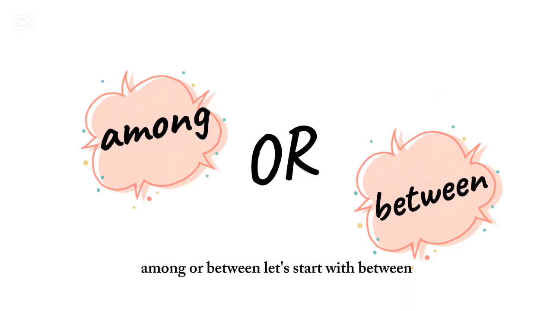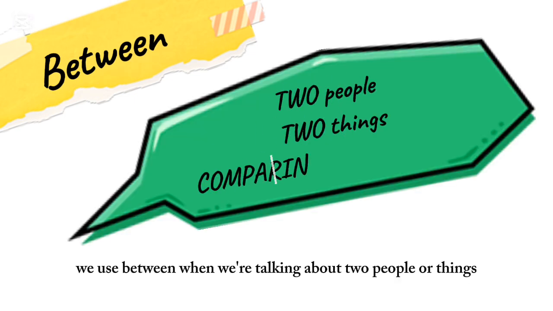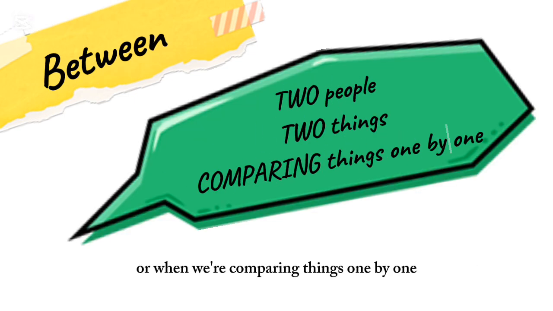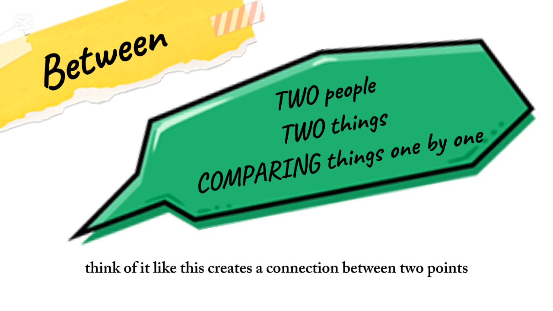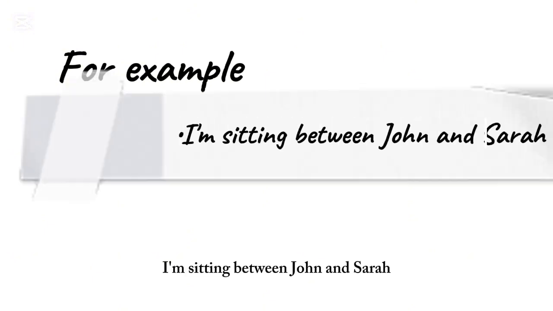Among or between. Let's start with between. We use between when we're talking about two people or things, or when we're comparing things one by one. Think of it like this. It creates a connection between 2 points. For example, I'm sitting between John and Sarah.